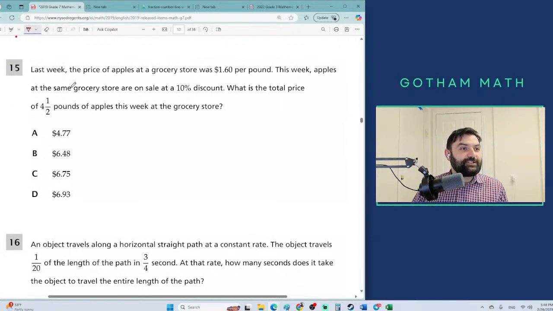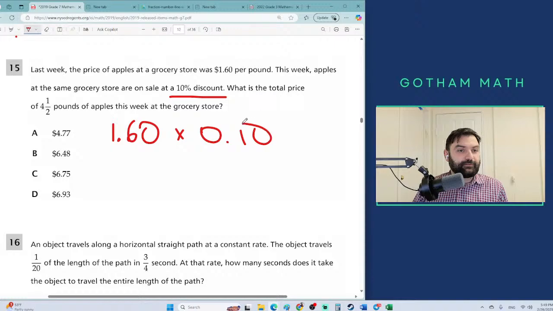So, last week, the price of apples at the grocery store was $1.60 per pound. This week, apples at the same grocery store are on sale at a 10% discount. Okay. What is the total price of 4.5 pounds of apples this week at the grocery store? Okay, let's just find what 10% of $1.60 is. So times 0.10, right? Actually, it's very easy. I'm not even going to use the calculator. You can if you want. It's 16 cents, that's what I meant. 0.16.